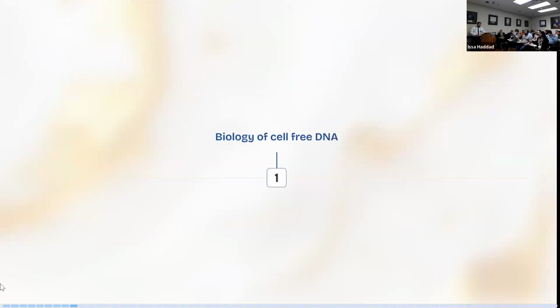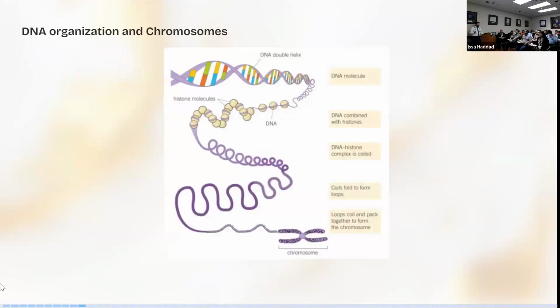So let's talk about the biology of cell-free DNA and start from biology 101. I like simple pictures, so I try to make it as simple as possible. The DNA molecule, we all know, is base pairs that coil around each other and then get combined with histones. The DNA-histone complex is coiled and the coils form loops, and the loops will eventually pack together and form the chromosome.